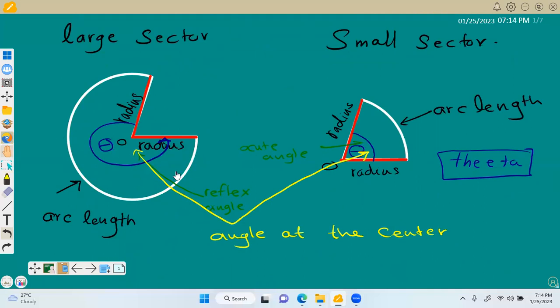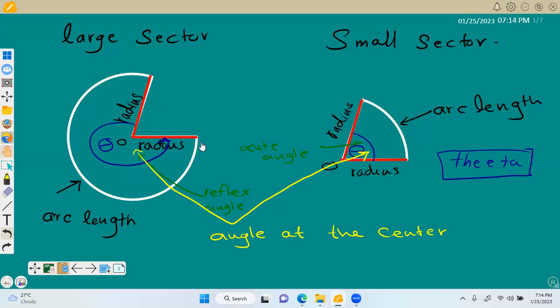This curved line is called the arc length. When we consider either a large sector or a small sector, they are bounded by two radii and an arc length. When we consider a sector, there are three main parts: the arc length, the radii, and the angle at the center.